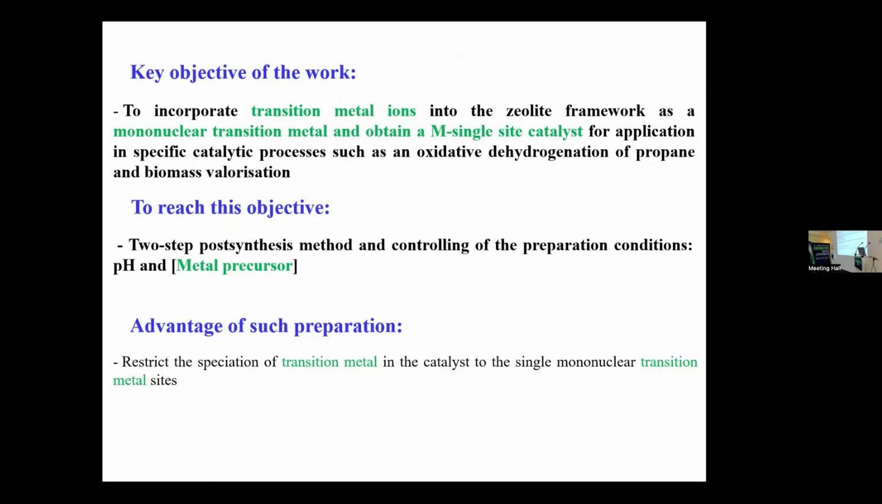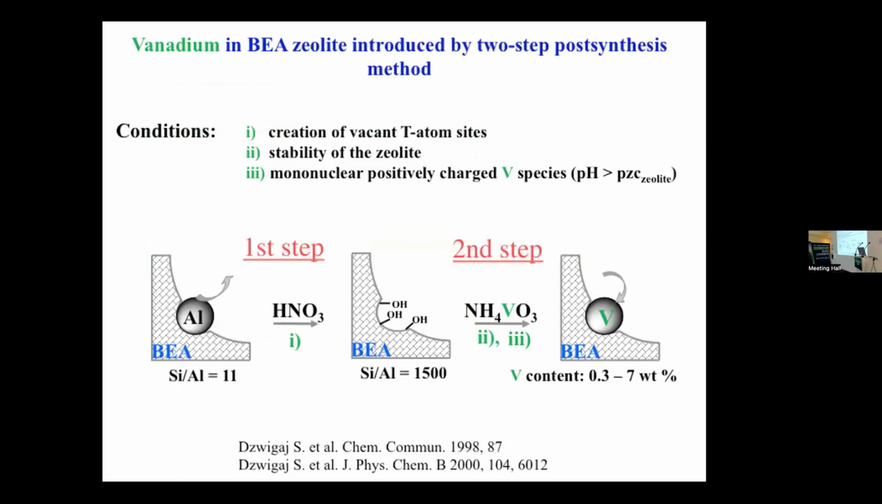To reach this objective, a two-step post-synthesis method can be used, by controlling pH and concentration of the precursor. The advantage of such preparation is to restrict the speciation of transition metal in the catalyst to single mononuclear transition metal sites. So now I would like to show you how we can introduce, for example, vanadium. Vanadium is used very often in different test reactions.